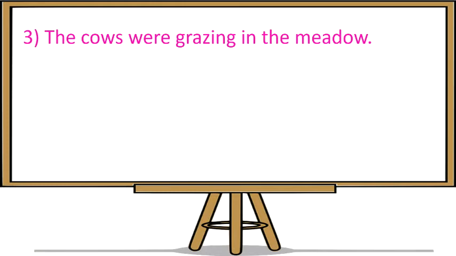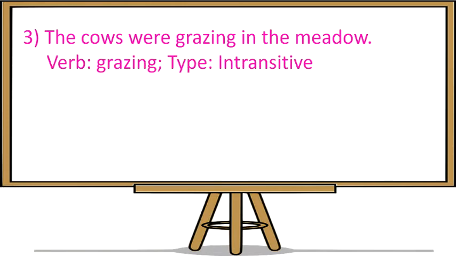No. Dear children, it is not an object, right? It is just a place. It is an adverb. Or you can say that if you write, the cows were grazing what? Then do you get the answer? No, we don't get any answer in this sentence. That is why the verb is grazing and the type is intransitive.